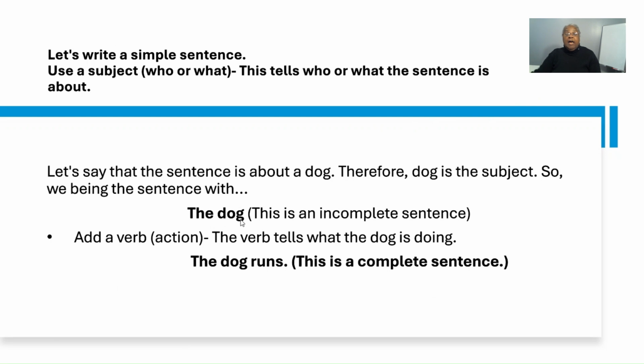Therefore, we will add a verb to the incomplete sentence. The verb that we're using is runs. Let's read the complete sentence together. Ready? Let us begin. The dog runs. This is a perfect sentence because it begins with a capital letter and it ends with a period to let us know that the sentence is finished and is a complete thought.